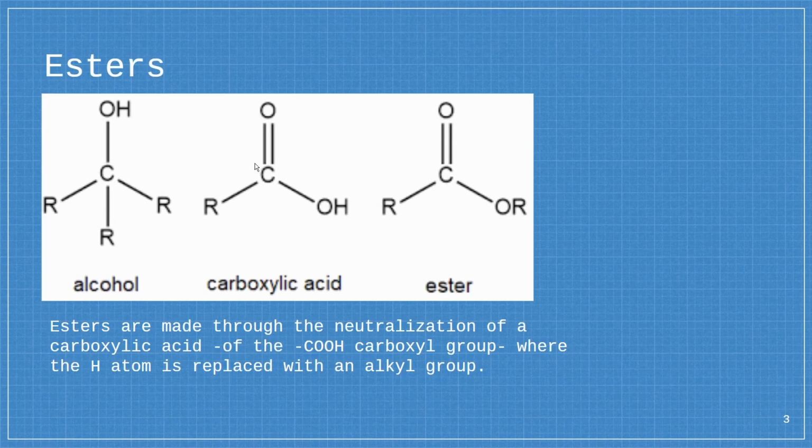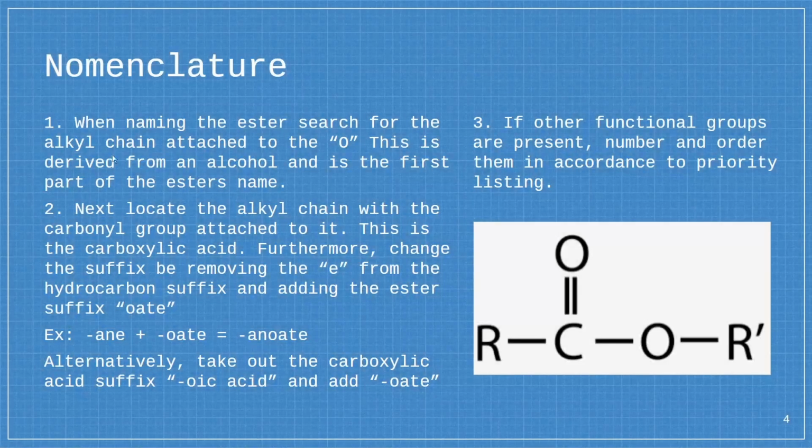Moving on to our actual lesson, we're looking at esters. Esters are made through the neutralization of a carboxylic acid, and so the H atom is replaced with an alkyl group. We can see over here that we have an alcohol and a carboxylic acid, which are reacted together to form our ester. We'll go more in depth into this, you'll see in the next slide over here in the naming slide.